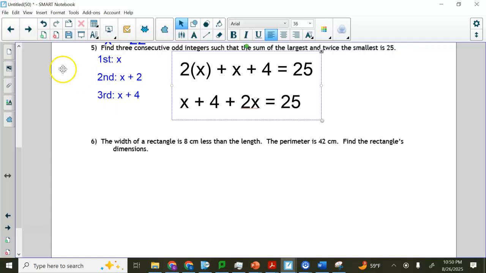Go ahead and pause the video, see if you can finish that one up. If you have the hang of it, try number 6. We had one similar to this on our assignment yesterday, and I think I set it up for you guys in class. So see if you can figure out number 6.